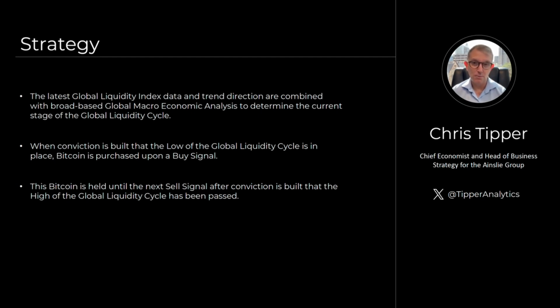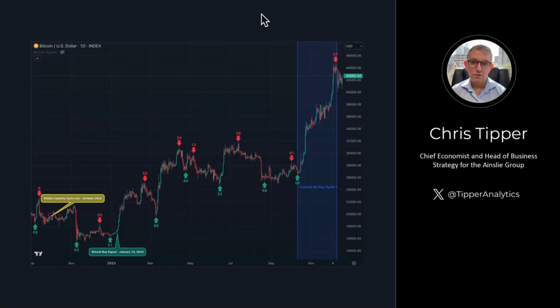That's the whole point of the game. So the Bitcoin buy and sell signals are used to fine-tune our entries, and I use my own proprietary signal, but it doesn't really matter what you use. It's really whatever you're comfortable with to execute the trade. It's more about building that conviction that the global liquidity cycle low is in, the global liquidity cycle high is in, and then making that decision.